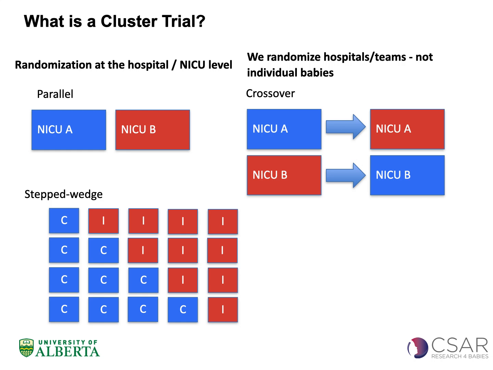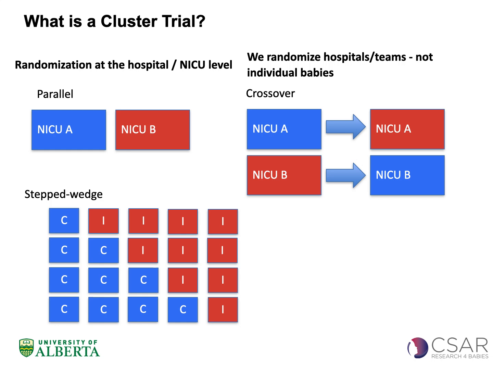So what cluster trials are available? Well, we could do a parallel comparison where NICU A is one approach and NICU B is another approach. We could randomize them to a crossover cluster trial where you start with one intervention and after a certain number of patients, you flip to the other intervention, or you start with the other intervention and then flip back to control. So these are the two options for a crossover trial.